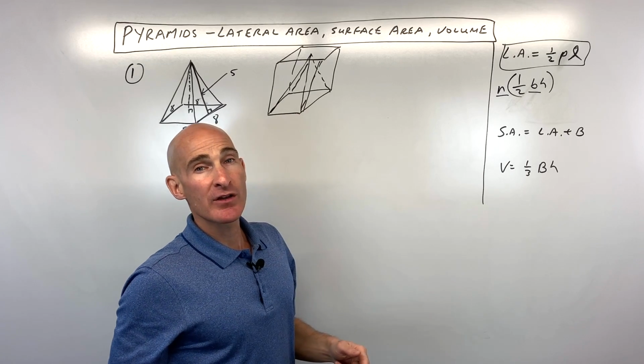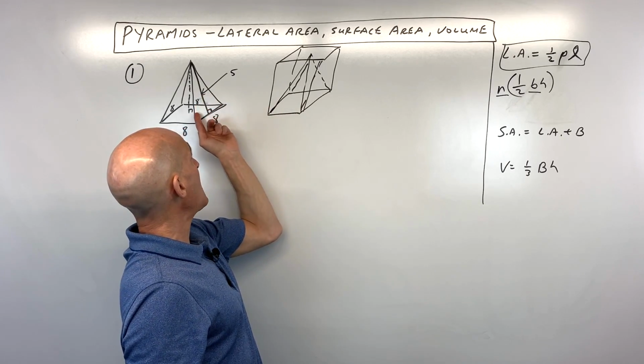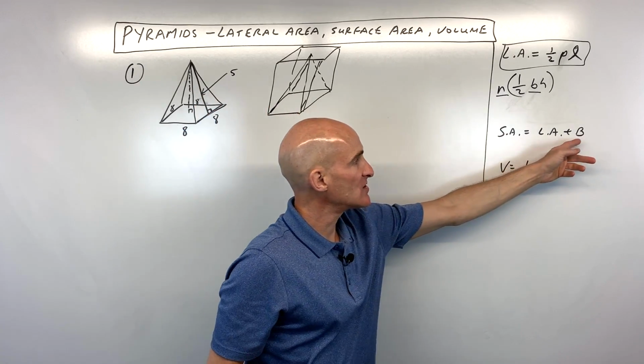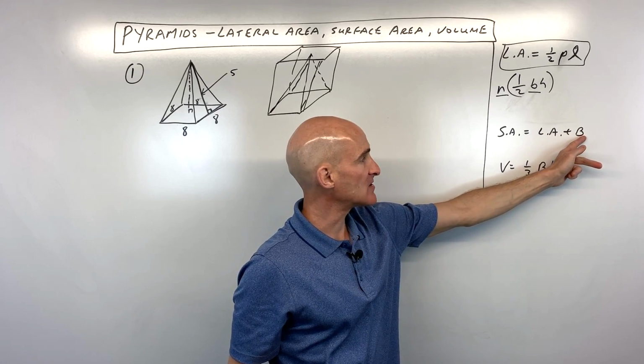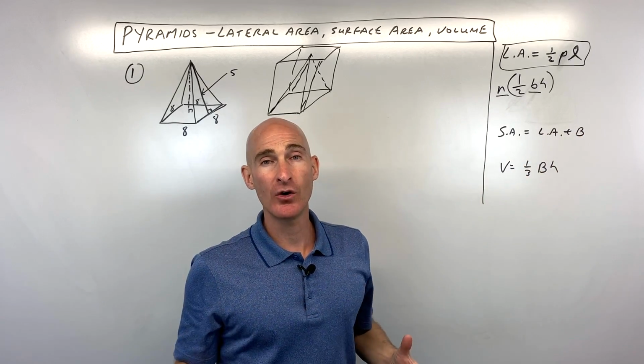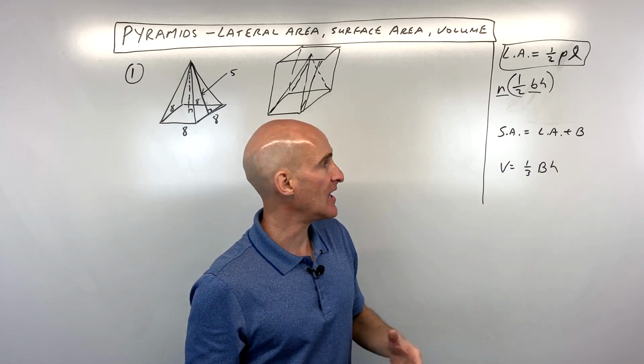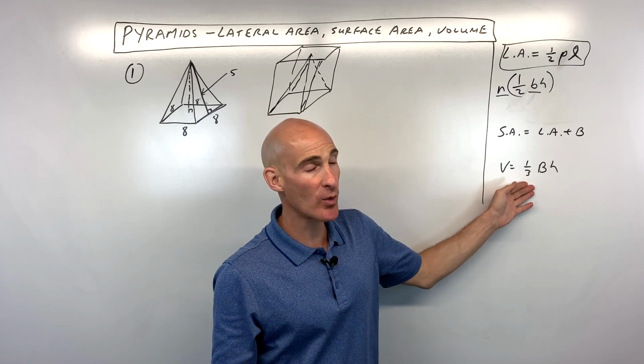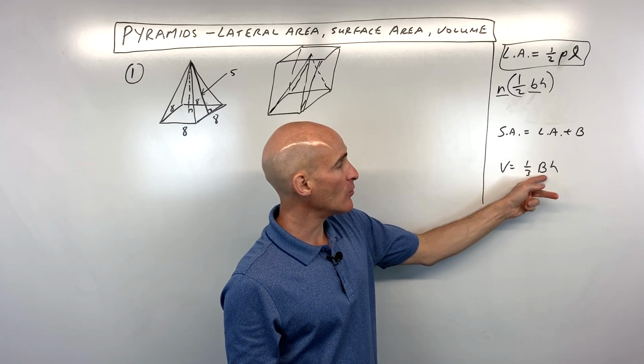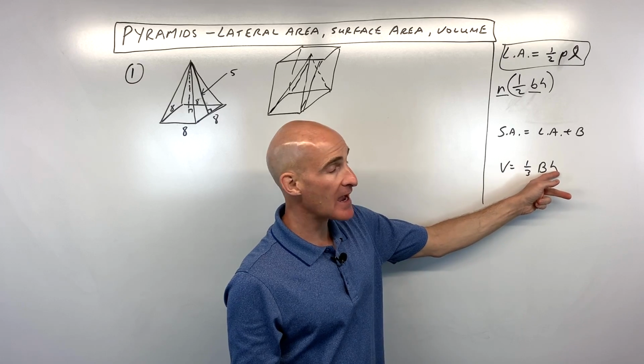For the surface area, though, we're going to take the lateral area, which is the sides, and we're going to add on the base. So when you see that capital B, that's the area of the base. So whatever shape that is, if it's a hexagon, you have to find the area of a hexagon. If it's a square, find the area of a square. And then lastly, the volume, 1/3 of the area of the base times the height.